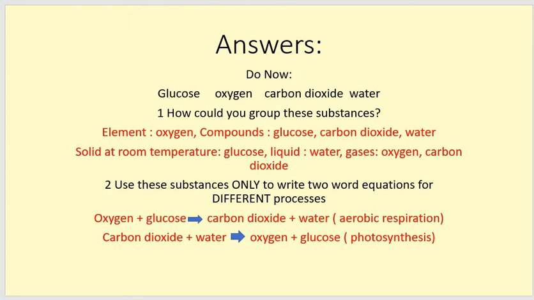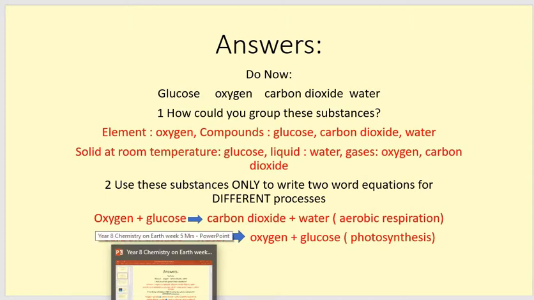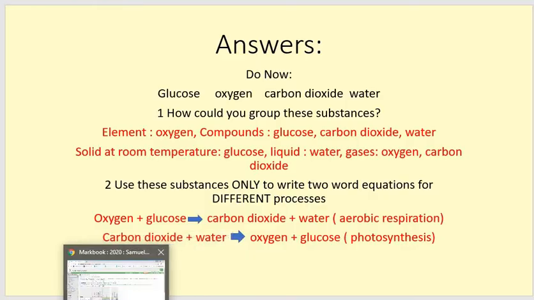Right, using these to write 2 word equations, you should have the word equation for respiration, which will have oxygen and glucose as reactants. Does not matter which order they go. Carbon dioxide and water as products. Again, doesn't matter which way they go. The other way round is photosynthesis, the process by which plants make food as producers, which start every single food chain.